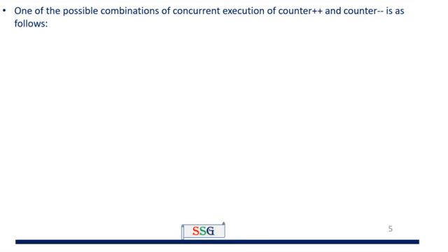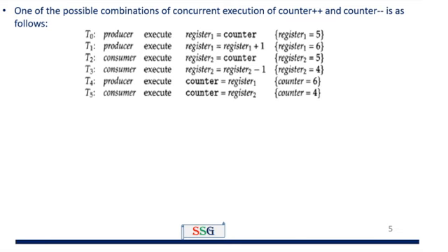Suppose counter++ is executed separately, well and good, and counter-- is also executed separately, well and good. Suppose both counter++ and counter-- are executed concurrently, then we will get a different output. Consider one example. Here the 2 threads, thread 1 and thread 2, are executed concurrently.